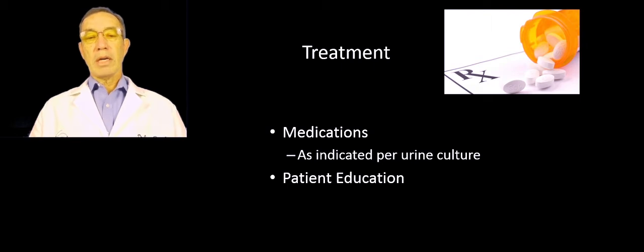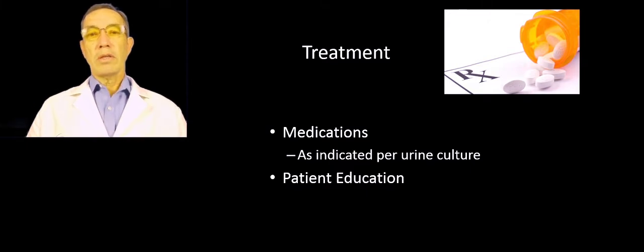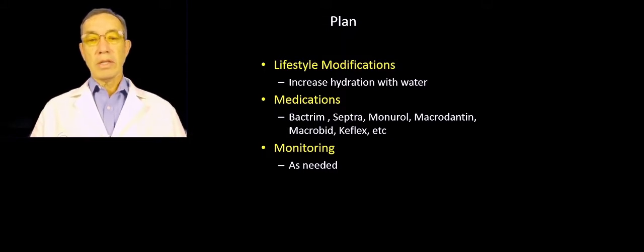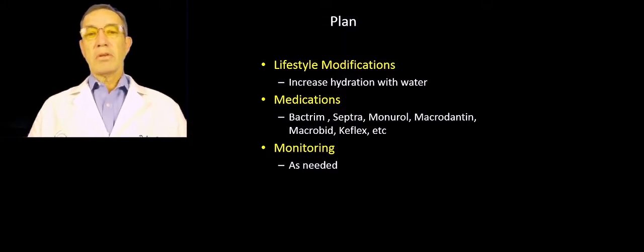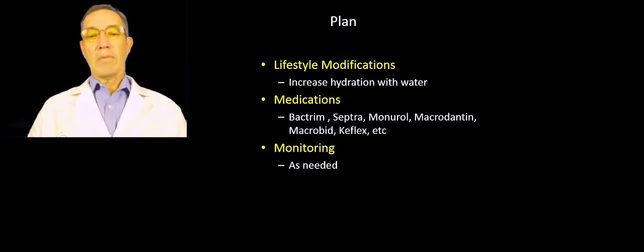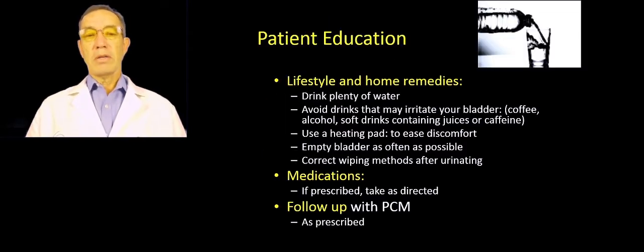Treatment typically depends on what the diagnosis is, but it's per the urine culture. They don't necessarily always get a urine culture, but that will direct us as to what antibiotic to use. Usually it's lifestyle modifications or increased hydration with water. Typical antibiotics we might use for a UTI are Bactrim, Septra, or Macrodantin, or Macrobid. And usually it's for a short course, 3 to 5 days. And then you do monitoring as needed.